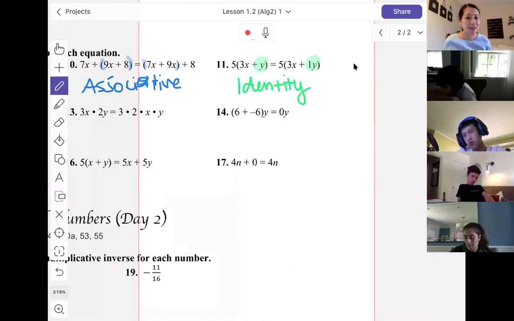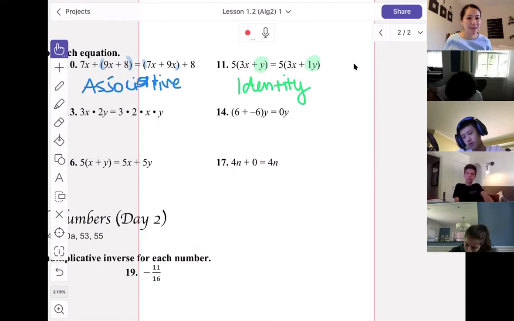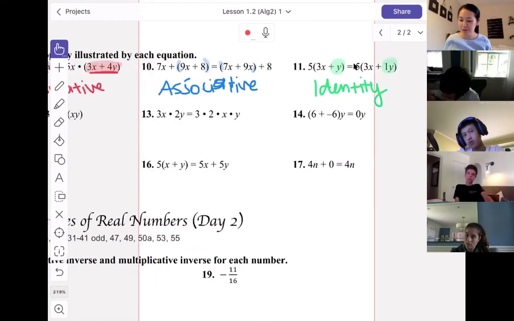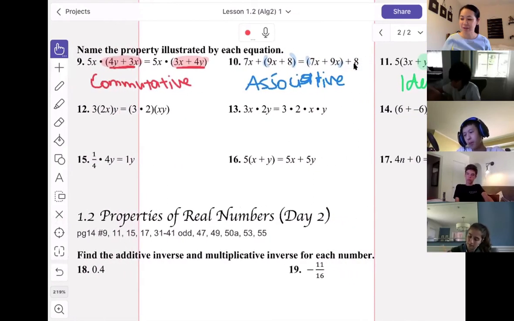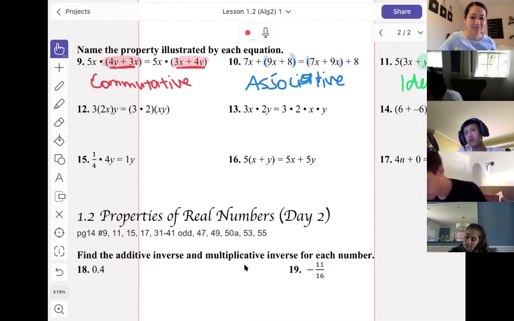Any questions on identifying your properties? Okay, if not, I'm gonna have you guys actually finish off problems numbers 12 through 17. I'm gonna put you guys back in the same groups. Once you're done, come back to the main room and then I'll see what you guys got. Okay, go back into your breakout rooms.